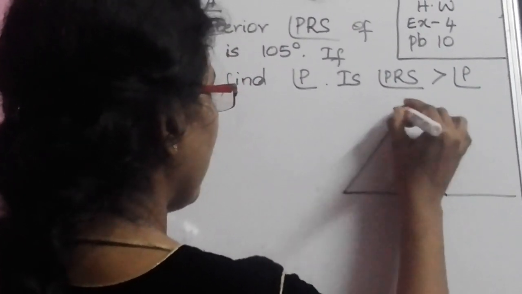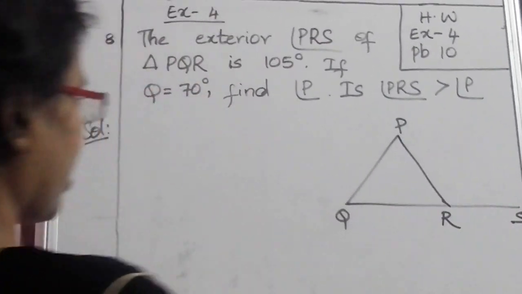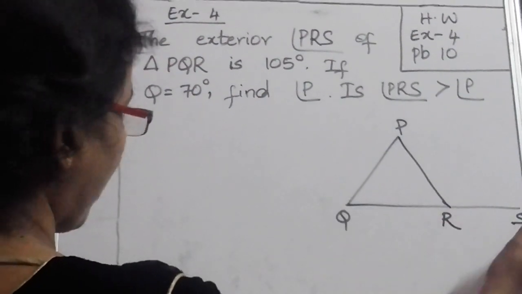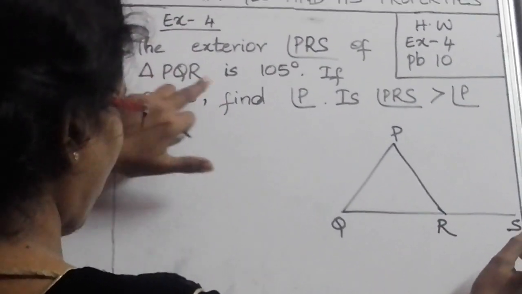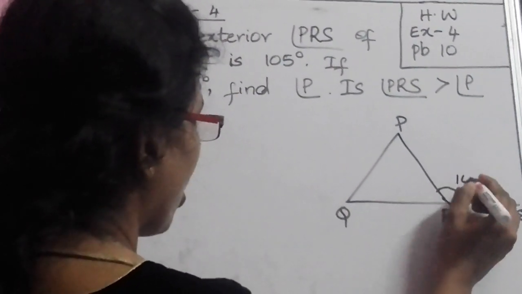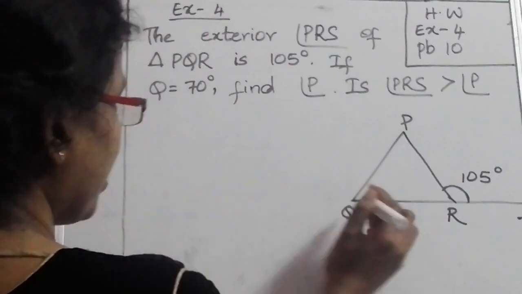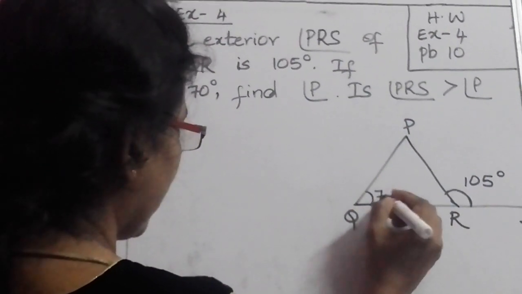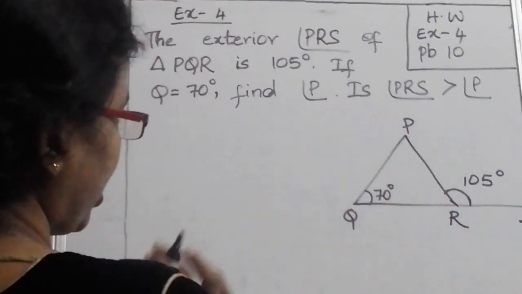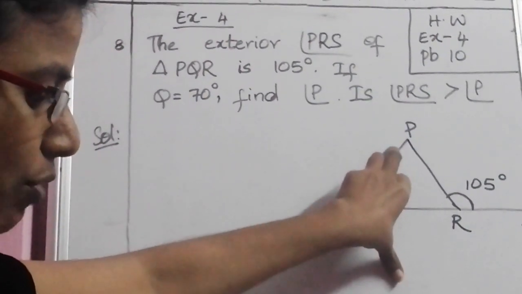So this is P, Q, R and S. The exterior angle PRS of triangle PQR is 105 degrees. So here this angle they have given as 105 degrees. If angle P is 70 degrees, this angle is 70 degrees. Find angle P. This angle you need to find out. Okay, this angle we have to find out.